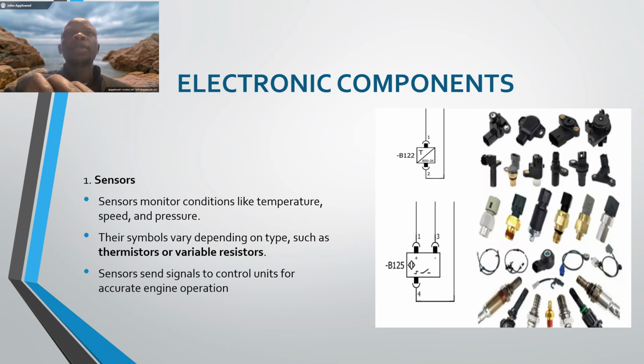We have electronic components. In electronic components, we have things like sensors. Sensors monitor conditions like temperature, speed, and pressure, etc. They monitor around the machine and send this signal to the control, and the control gives output for optimum operation of the machine.